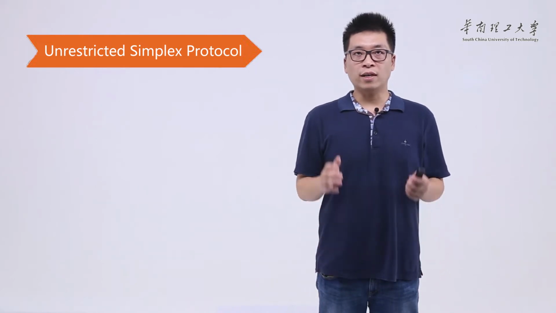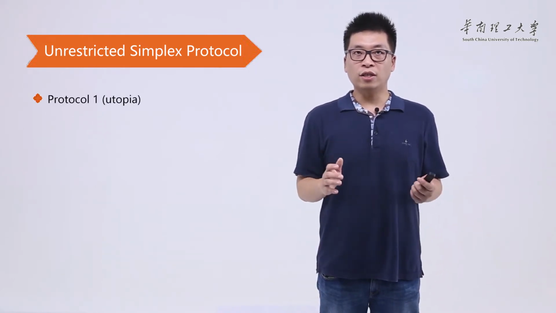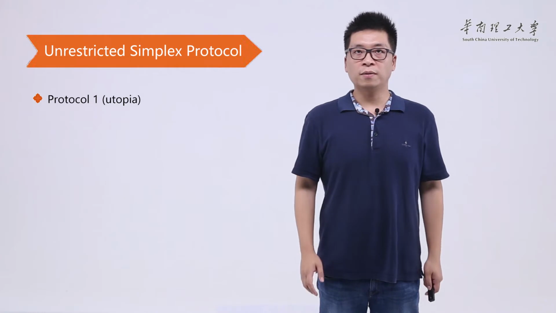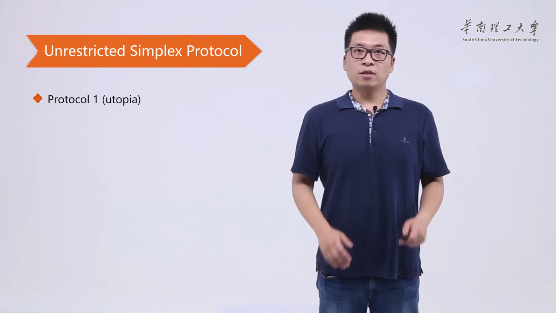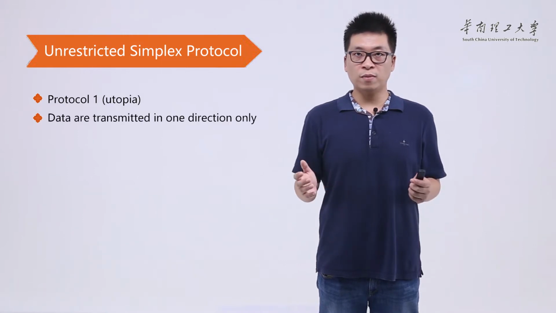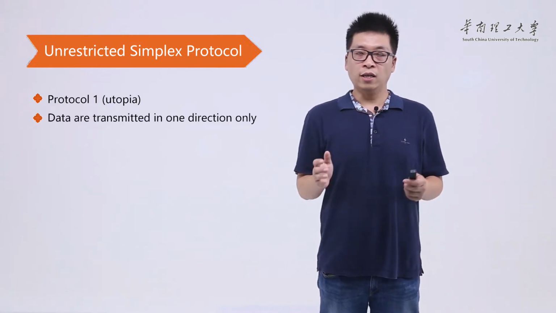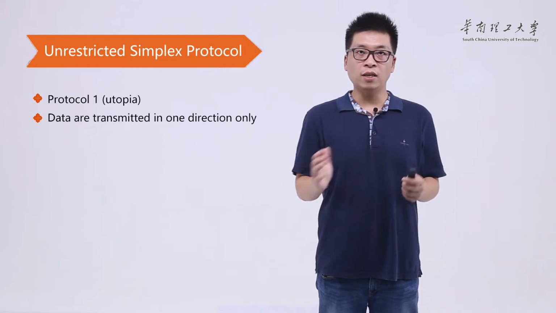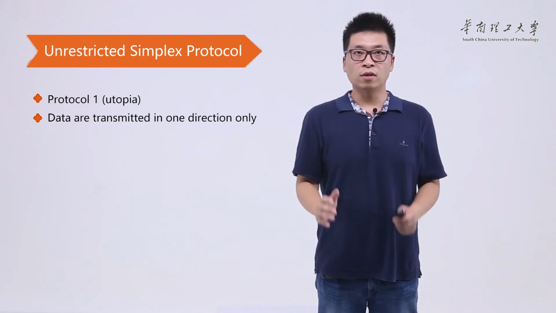It's also called protocol 1. It is the unrestricted simplex protocol. So in this protocol, we assume data are transmitted in one direction only. It's always from A to B, that is one direction.